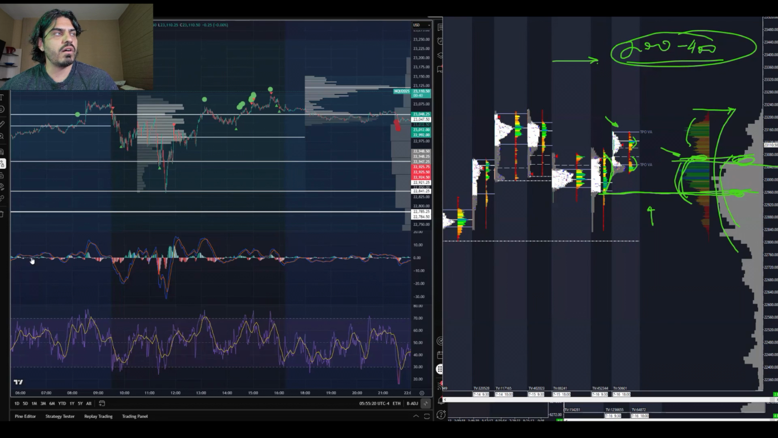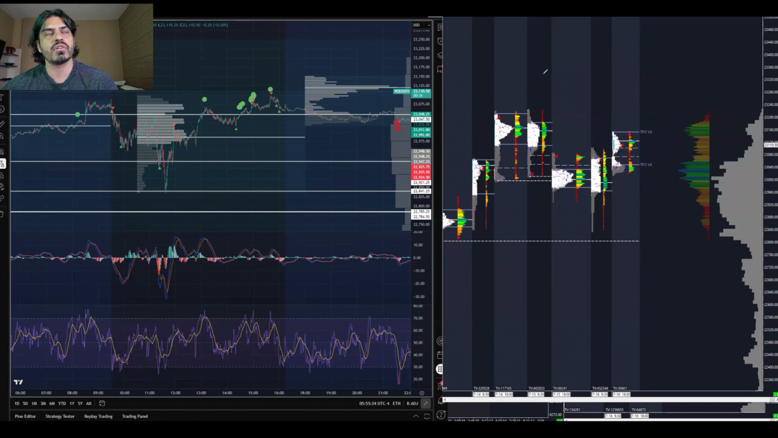So these give context. They don't just give signals. They give you areas where strong-headed market participants are expected to appear, so you can anticipate those moves rather than waiting for some kind of lagging confirmation.